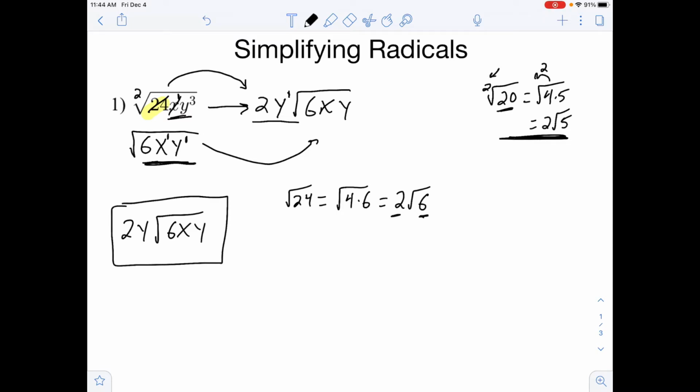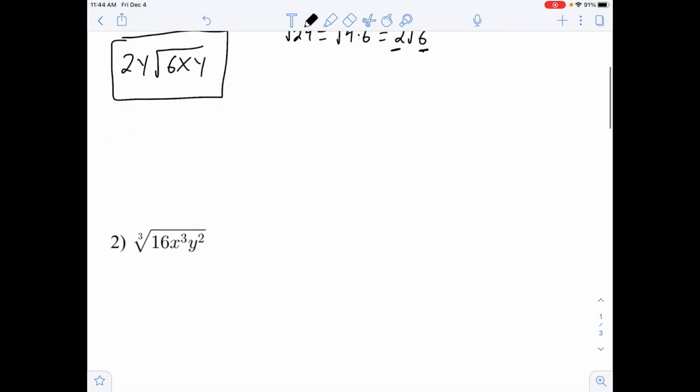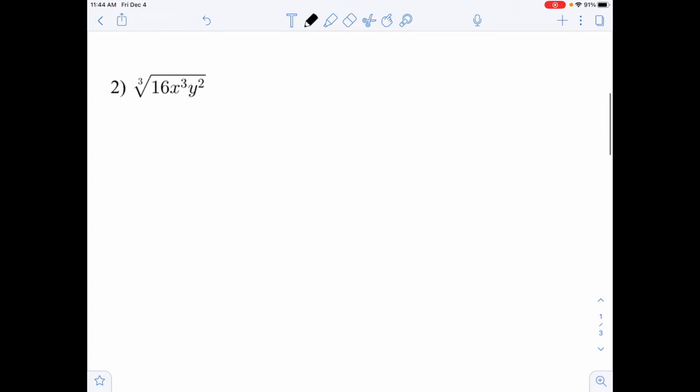So that's just how I like to set the problem up, by taking out what's over here and leaving what's inside in the square root. All right, let's look at another one. So you can see here, now we have the third root. So that's going to change everything up here.